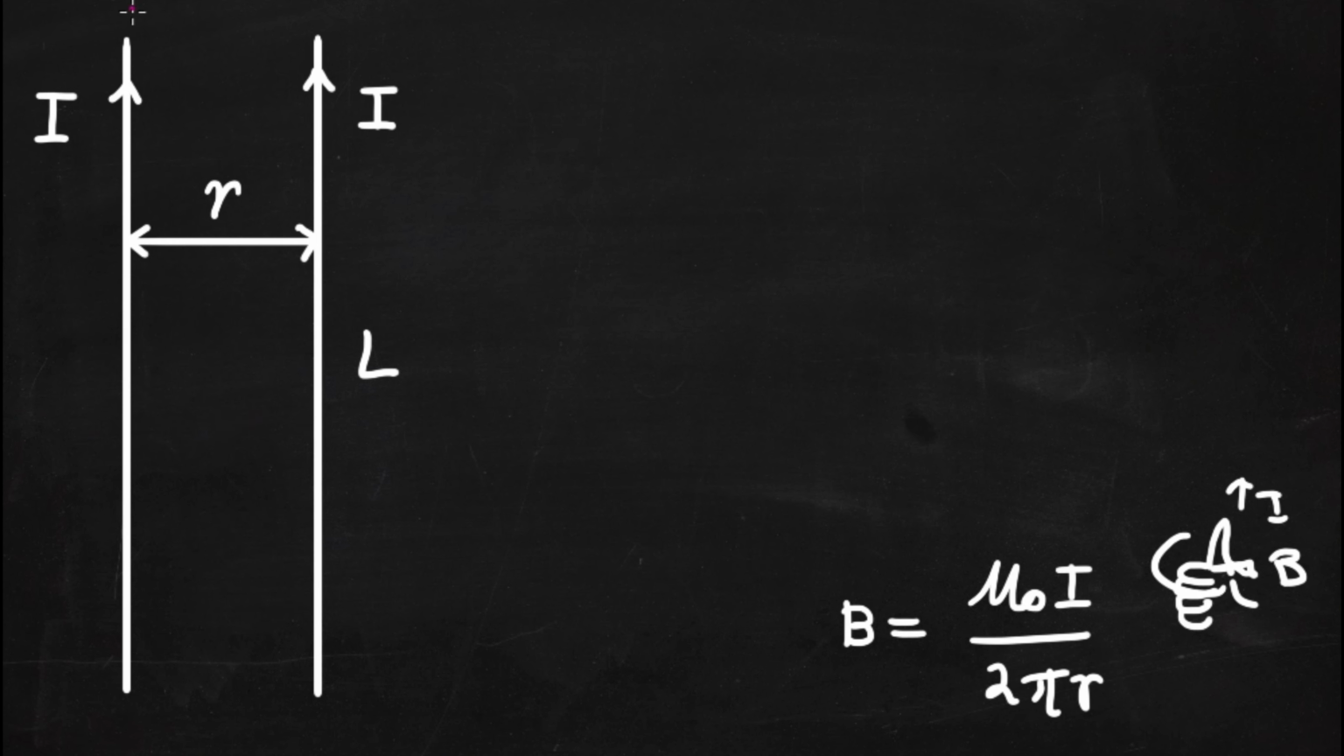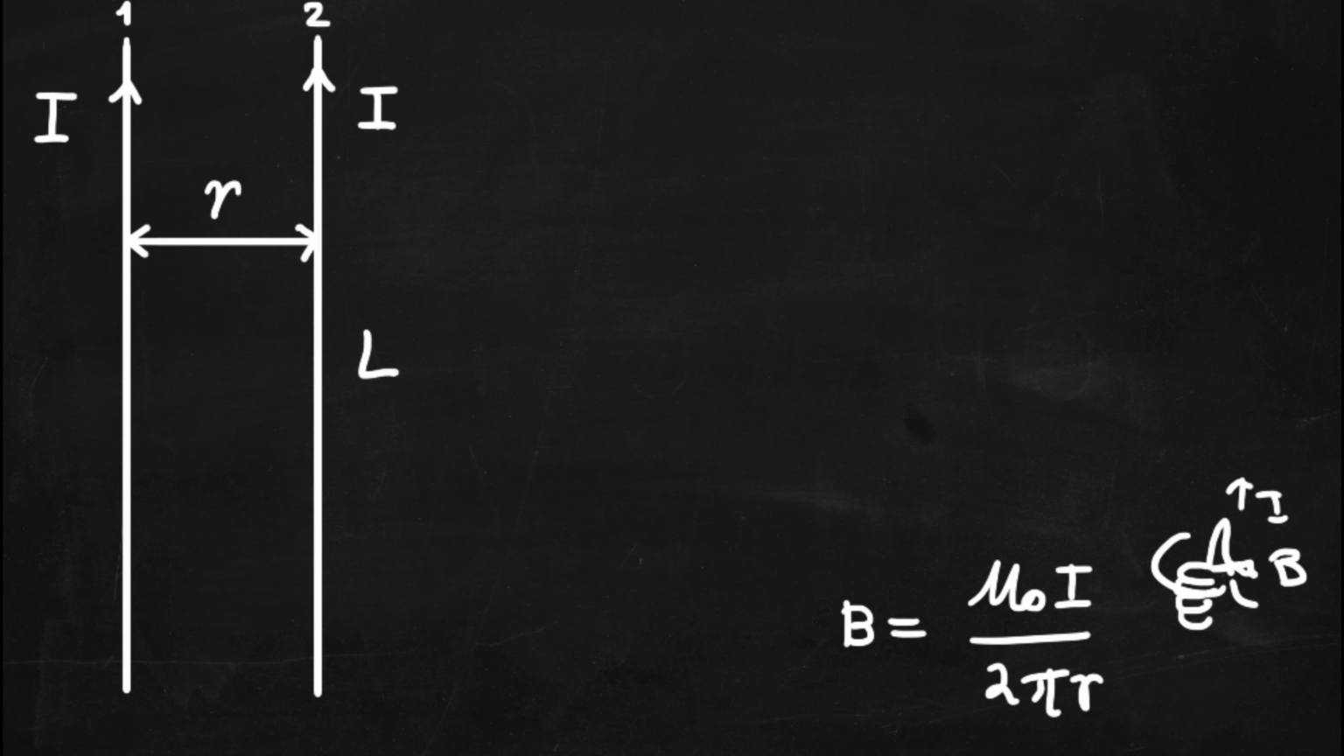Now for each of these, which I'm going to label 1 and 2, there's a magnetic field created by wire 1 that's going to be felt by wire 2, and because wire 2 is carrying the current, wire 2 is going to feel a force as a result of that magnetic field. And of course the reverse is also true, that current 2 is creating a magnetic field that exerts a force on current 1.